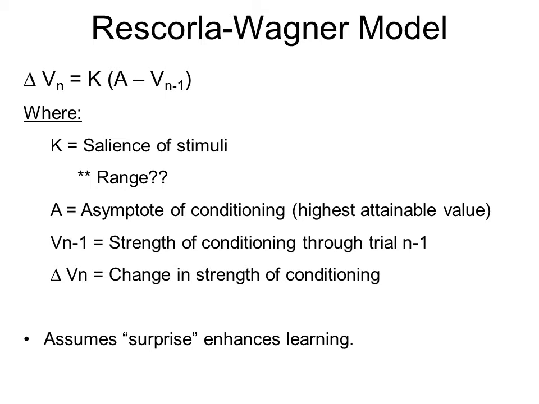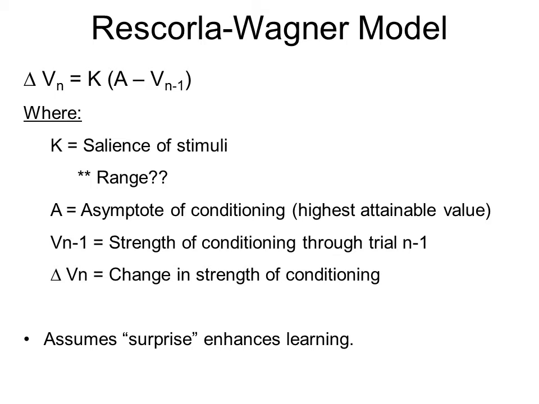Now the range over which this value can take ranges from 0 to 1. That is the lower and upper bound of K. And so you cannot have saliences of 3.7. That is not feasible within the model. So it is limited to the range of 0 to 1, and that does just fine. 0 meaning the stimuli are imperceptible.